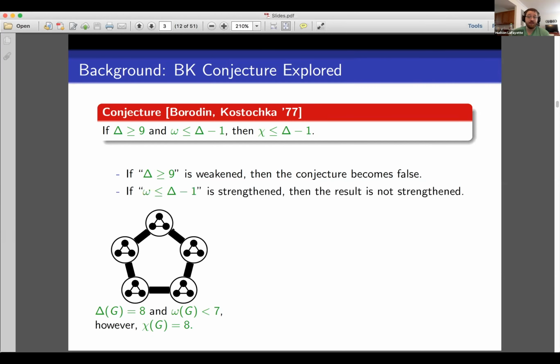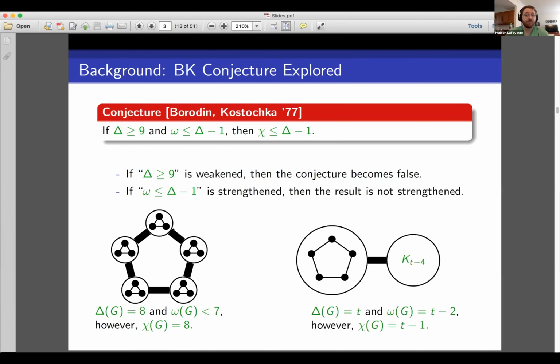The second hypothesis, if you try to strengthen it, the result is not strengthened. Here's a counterexample, delta equals t. Your clique number is delta -2, but you still need delta -1 colors. And so this is an odd cycle on 5 vertices with a complete bipartite graph between a complete graph on t -4 vertices. So this conjecture is well stated. There's nothing for free that you can get here, so you just got to prove it straight up.